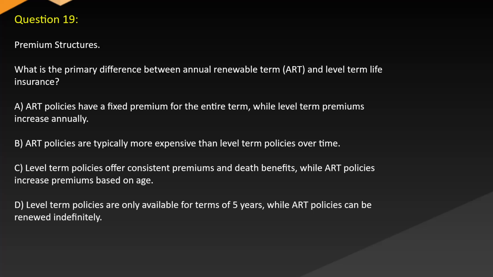Question 19. Premium structures. What is the primary difference between annual renewable term (ART) and level term life insurance? A. ART policies have a fixed premium for the entire term, while level term premiums increase annually. B. ART policies are typically more expensive than level term policies over time. C. Level term policies offer consistent premiums and death benefits, while ART policies increase premiums based on age. D. Level term policies are only available for terms of 5 years, while ART policies can be renewed indefinitely.